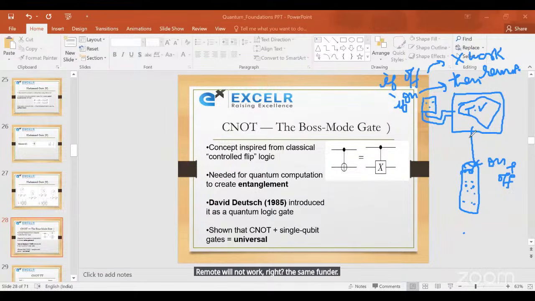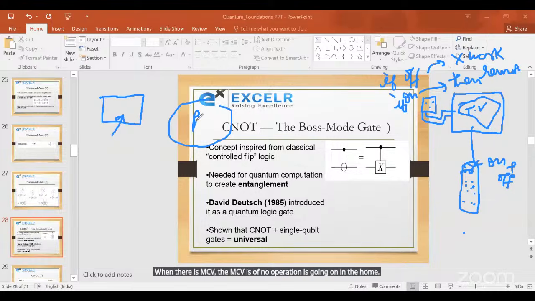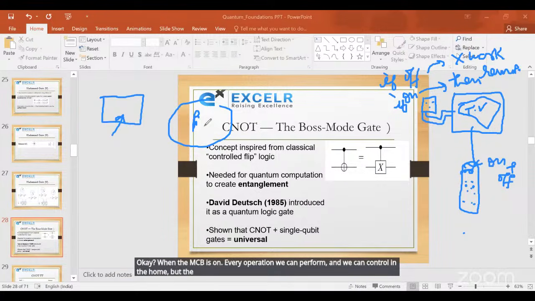The same fundamental is there in houses with an MCB. When the MCB is off, no operation is going on in the home. When the MCB is on, every operation can be performed and controlled in the home, but with the MCB off, nobody can control the operations. Like that, based on this fundamental, we are giving an extra control on this 1 and 0.